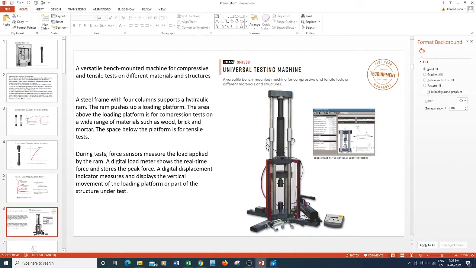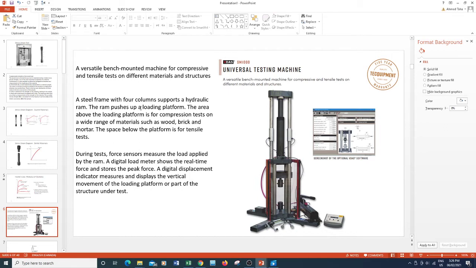We have this machine in the lab, the universal testing machine. It is hand operated, as you see here, and it is a versatile bench mounted machine for compressive and tensile testing on different materials and structures. A steel frame with 4 columns, 1, 2, 3, 4, supports a hydraulic ram. This is the hydraulic ram here.